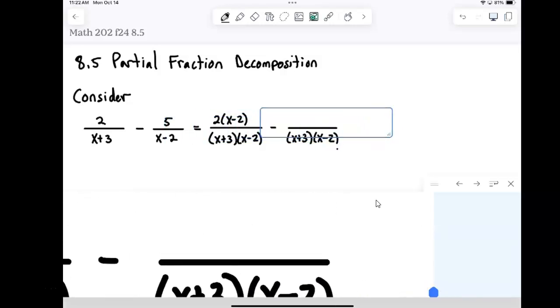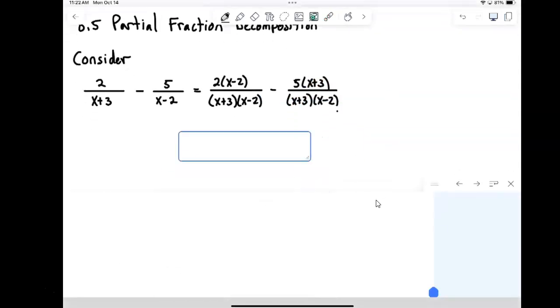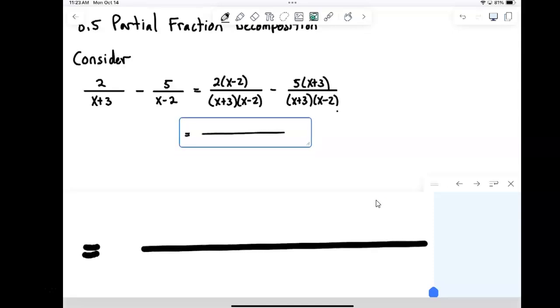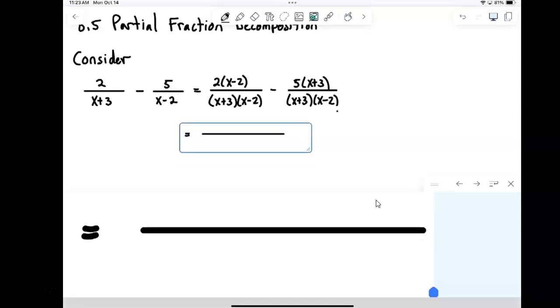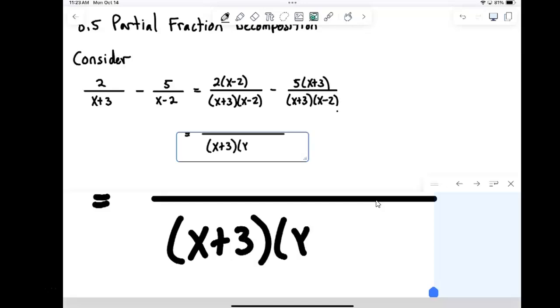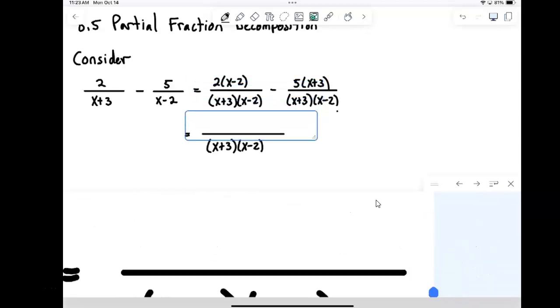We would have to multiply the top by x plus 3. So again, we haven't changed anything. That's still just 5 over x minus 2. Okay? And then we put our numerators together, everything over the common denominator. Common denominator here being x plus 3, x minus 2. Sorry, I got it backwards. So simplifying here, we multiply through by 2.